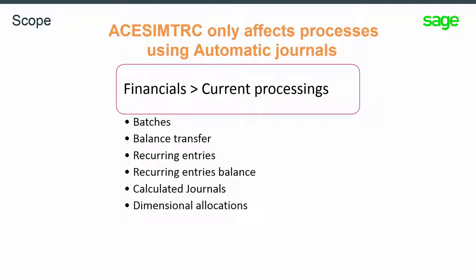The parameter ACE-SIM-TRC only affects processes using automatic journals, so the following functionalities have been modified: batches, balance transfer, recurring entries, recurring entry balances, calculated journals, and dimensional allocations.